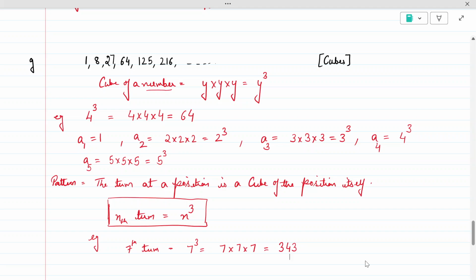So kids, now we are left with 3 more sequences. They are powers of 2, powers of 3, and Virahanka numbers, which we also call the Fibonacci series. These 3 sequences I am going to take in the next class. Otherwise, you will get confused.